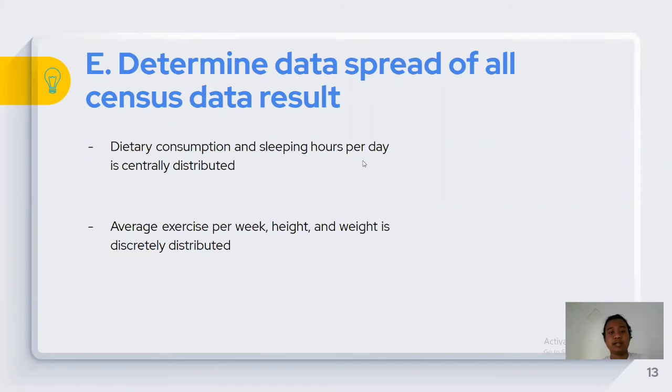All right. So my name is Shafiq, and I will try to answer question E to question H. The first one is question E. Here we are being asked to determine the data spread of all census data results. And we found that the dietary consumption and sleeping hours per day are centrally distributed. And the average exercise per week, height and weight are discretely distributed.